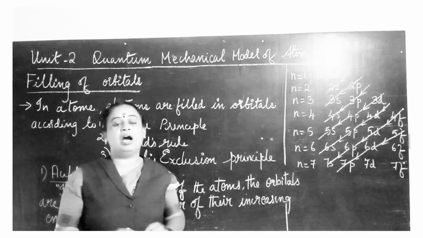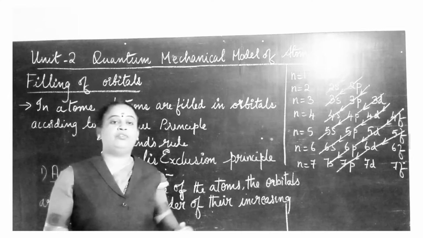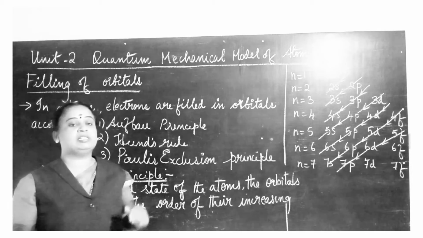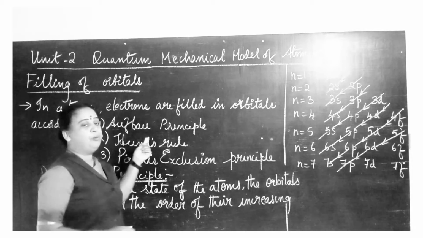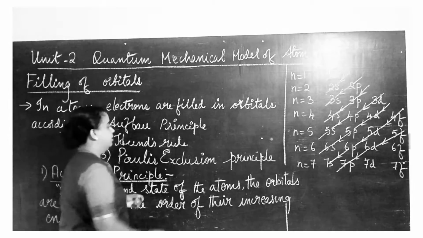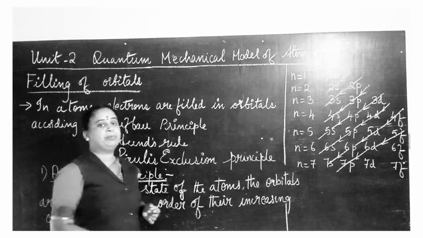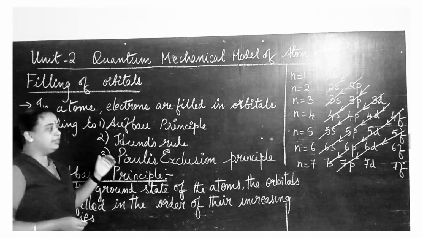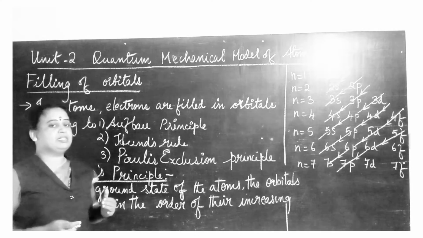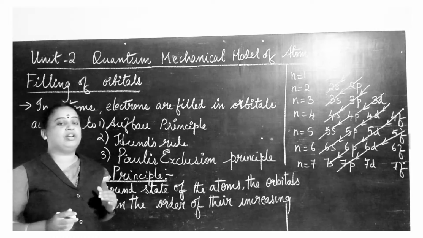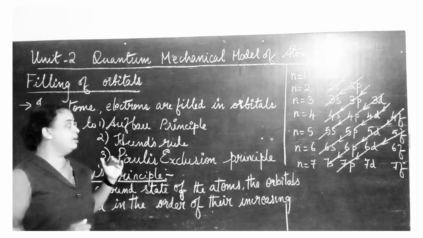So in these orbitals, how are electrons filled? That's what we are going to learn here. This filling of electrons in the orbitals is based on three rules. So what are those rules? They are the Aufbau principle, second, Hund's rule, and the third one, Pauli's exclusion principle. According to these principles and rules, the electrons are filled in these orbitals. Now let us see them one by one.